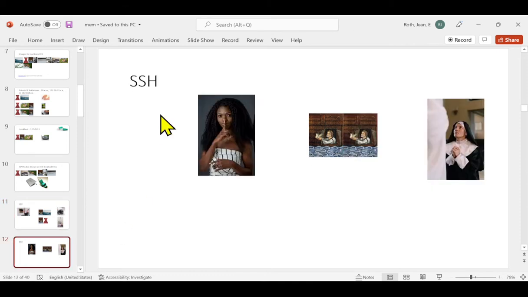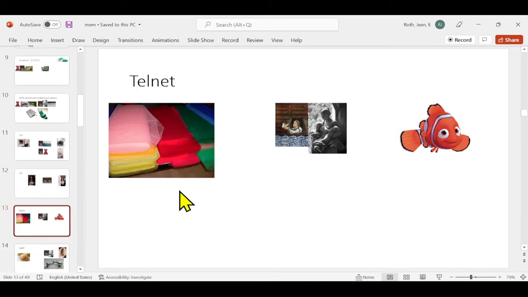Who knows? All right, so SSH. Here's a picture of a librarian shushing someone. SSH, and the port is 22, which is NN, and NN is for nun, and maybe the librarian and the nun are having a shushing contest. Telnet, this is a fabric called tulle, which is like a net fabric, so tulle net, and Telnet is 23. 23 is NM, and NM is Nemo, so maybe Nemo got caught in the tulle net. Hopefully not.